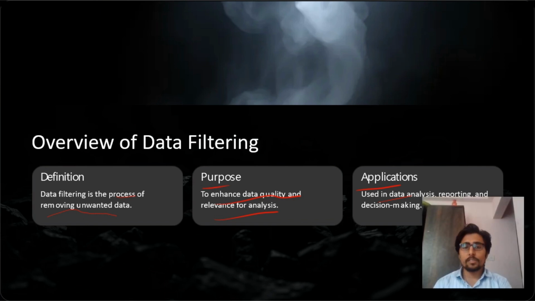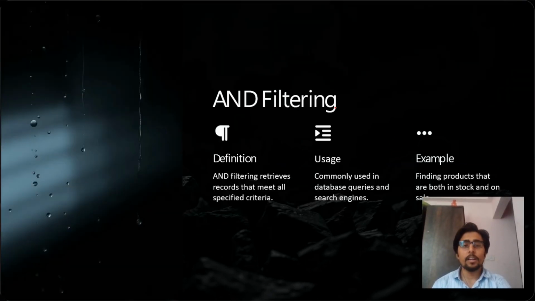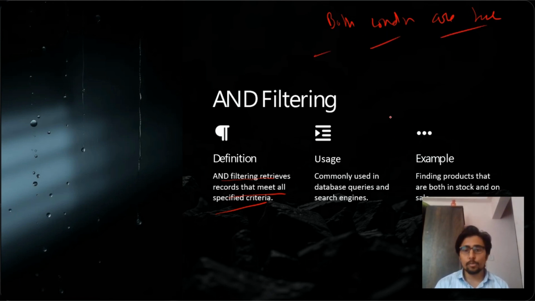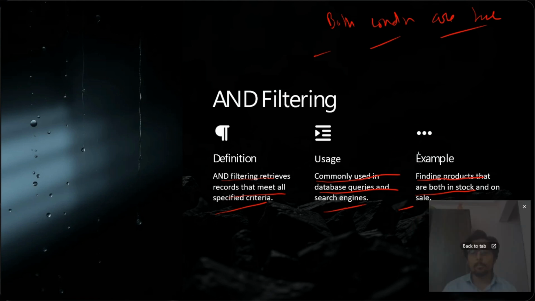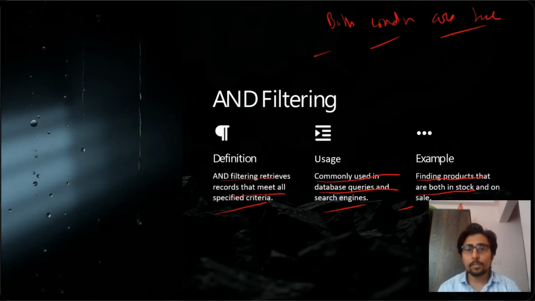First, let's discuss AND filtering, which you can see over here. AND filtering retrieves records that meet all the specific criteria, meaning both conditions must be true, then it will return. So you can just write, when both conditions are true, then we use AND. It is commonly used in database queries and search engines. For example, find products that are both in stock and on sale. That is one of the examples.